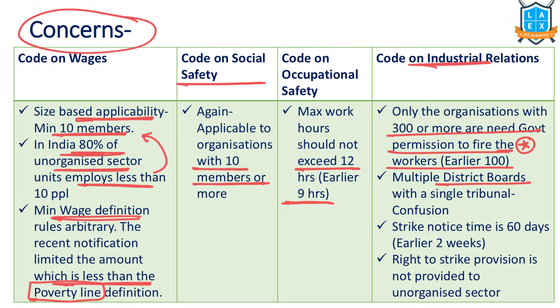Multiple district boards with a single tribunal, this can lead to confusion. Strike limit is at 60 days. That means if an employee or a group of employees of an organization wants to go for strike, they have to inform the management 60 days on a prior notice. A right to strike provision is not provided to the unorganized sector, it's only to the organized sector. These are some of the concerns of labor laws.